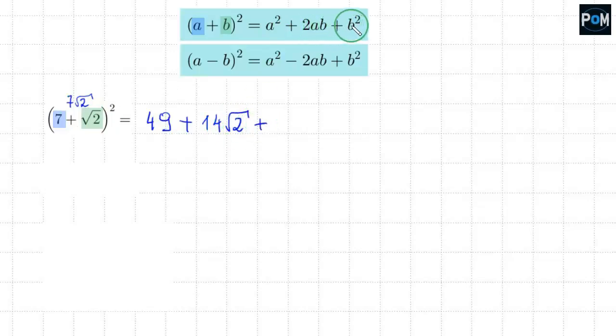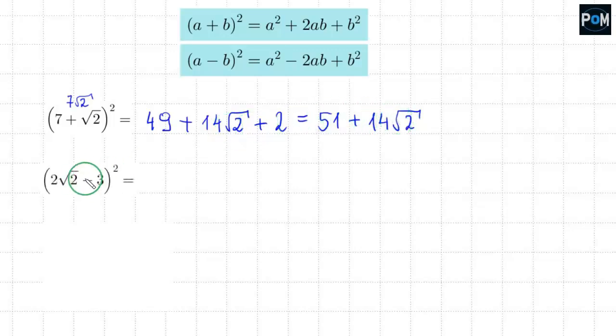In the formula, there is still b squared, which is the square root of 2 raised to the power of 2. From this, we get the number 2. And I can still reduce 49 and 2. I'll get 51 from that. And these 14 square roots of 2 won't change at all.